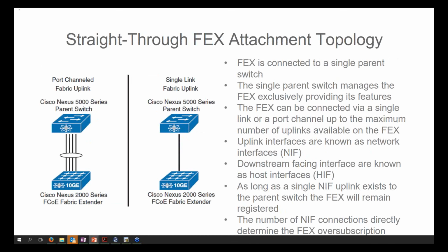In straight through FEX attachment topology, the FEX is connected to a single parent switch. It's going to manage the FEX exclusively and provide all of its features. The FEX can be connected via a single link or through a port channel up to the maximum number of uplinks available on the FEX. Most FEXs are going to come with 4 or 8 uplinks. The uplink interfaces that are going to the parent switch are going to be known as the network interfaces. Downstream facing interfaces are known as host interfaces. And as long as a single network interface uplink exists to the parent switch, the FEX is going to remain registered. And the number of network interface connections is going to directly determine your oversubscription.